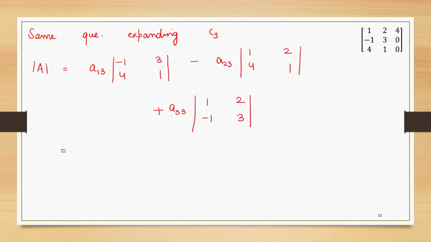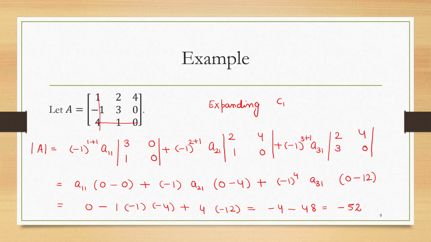So let's put that A13 is 4 and this determinant is minus 1 minus 12, that is minus 13. Minus A23 is 0 and this is 1 minus 8. And A33 is again 0. This is 3 plus 2. So that is minus 52. 0 into something is 0. So this tells me that I am getting the same answer as I got by expanding column 1. And you may try yourself by expanding some row, you are going to get the same answer.